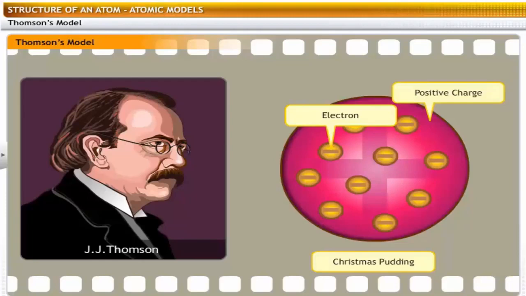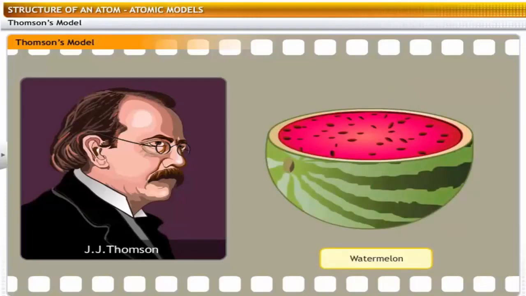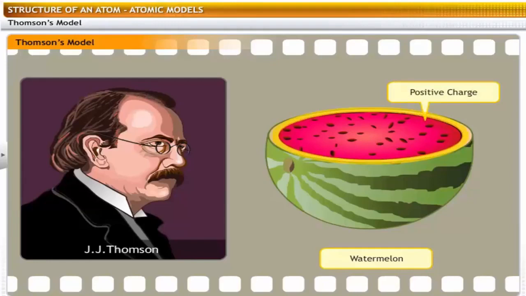This can also be explained through the example of a watermelon. The positive charge in the atom is spread all over like the red, fleshy part of the watermelon, while the electrons are embedded into the atoms like the seeds of the watermelon. The oppositely charged particles are held together by electrical force of attraction.